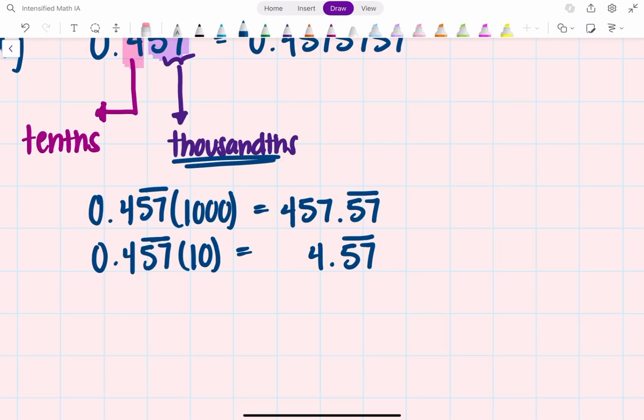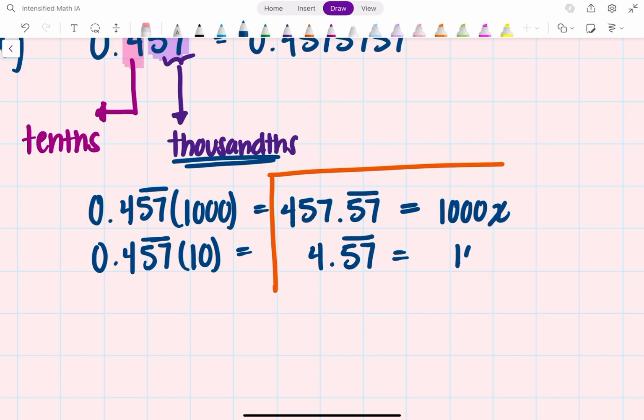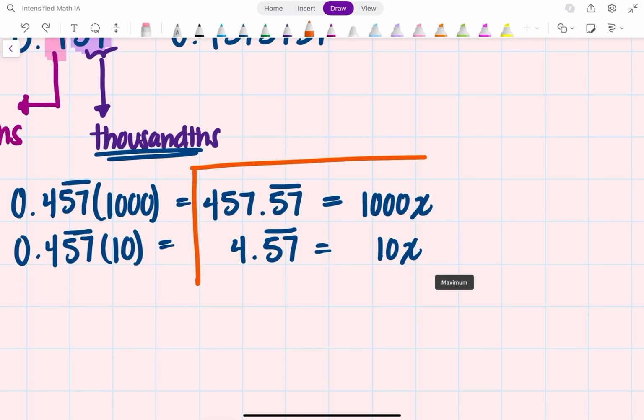So from here, we're going to focus on this section here, and I want to create an equation for both of them. The first one, because we multiplied by 1,000, I'm going to do 1,000x, right? Because once again, if I divide by 1,000 on both sides, it's still going to give me that 0.457. On the next one, we're going to do a 10x because it's a tens place value, and if I were to divide it by 10, it still gives me that 0.457.